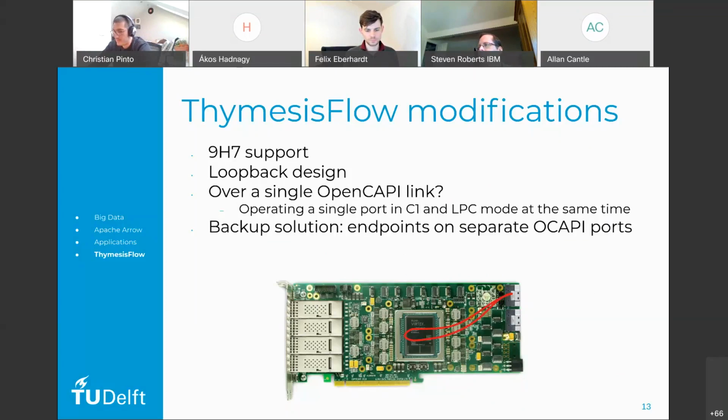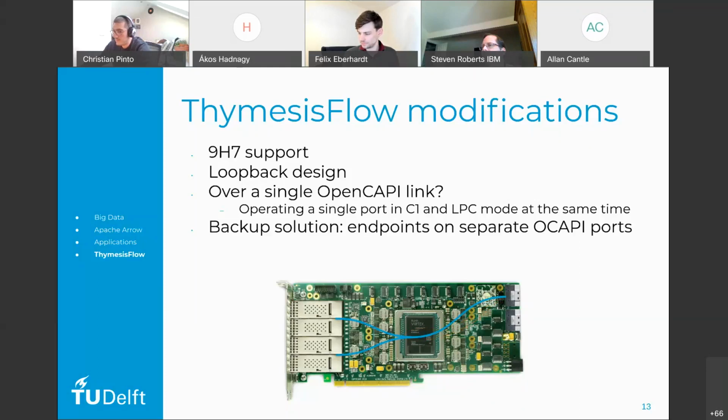We reached out to multiple people and asked if it's possible to run a single OpenCAPI link in C1 and LPC mode at the same time. According to the specs, it should be possible, but to our knowledge, no one has tried this before. So we're going to be the first. If this works out, we're obviously going to implement this properly.